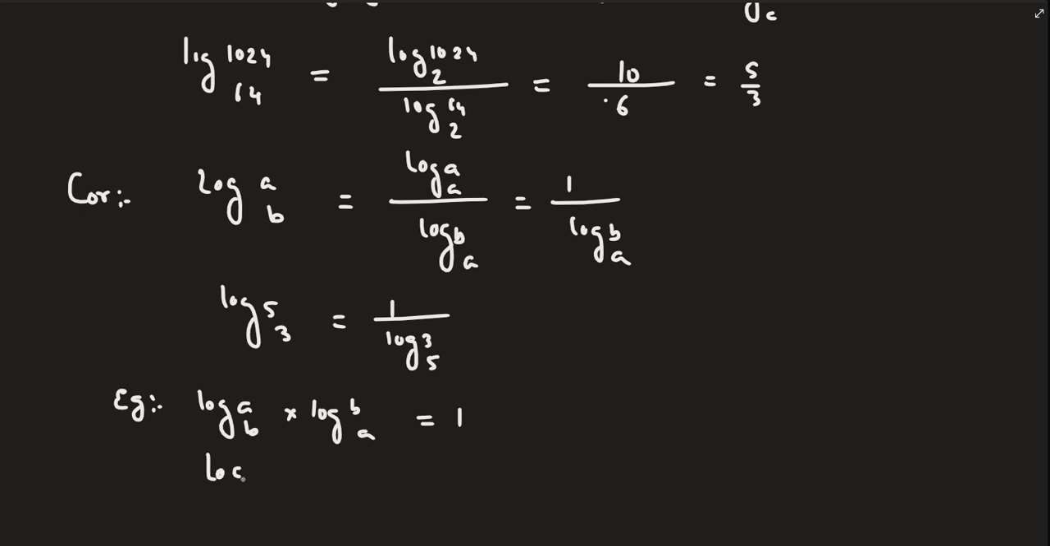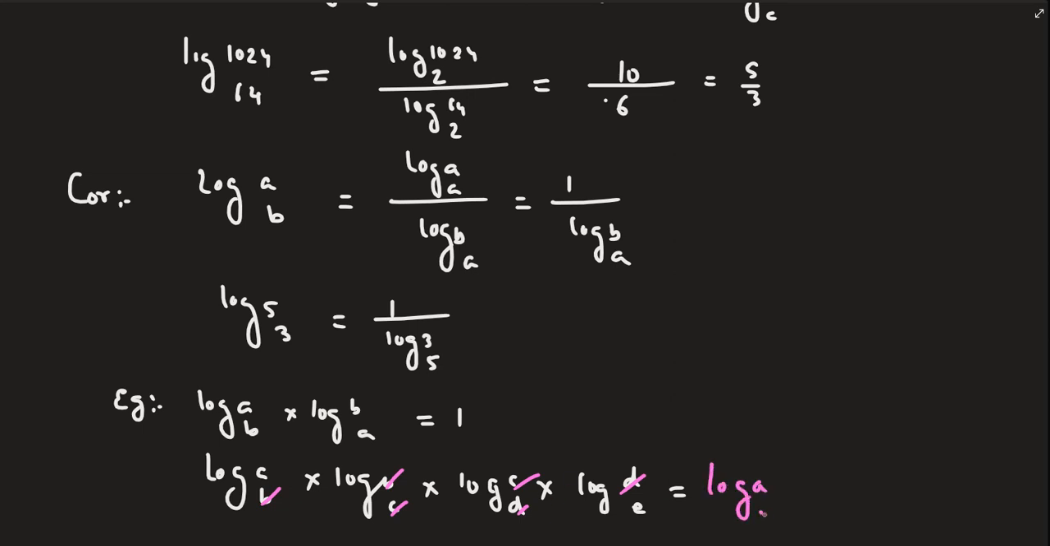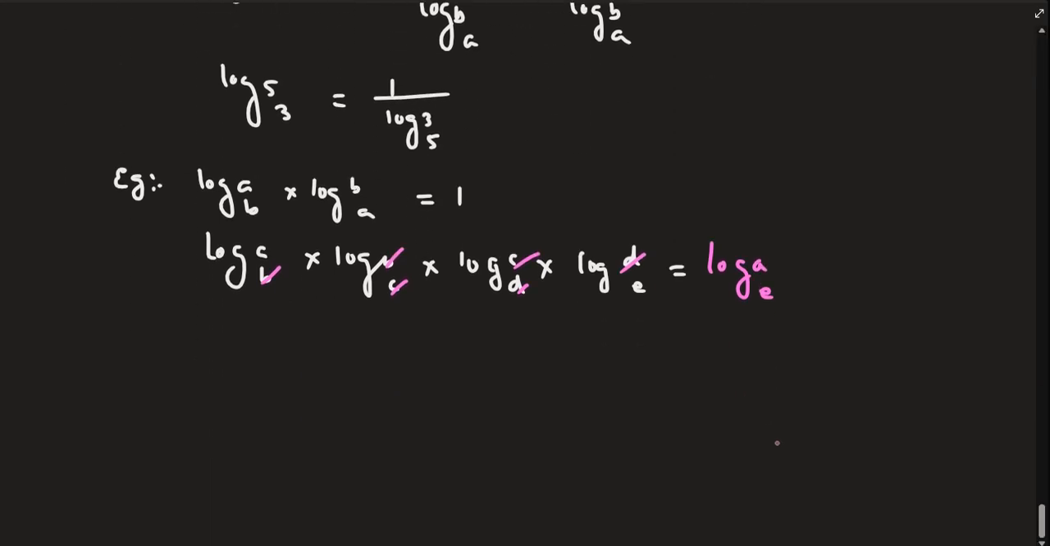If you want to extend this, you can write log a base b, then log b base c, then log c base d, and then log d base e, equal to what? Here you notice that b cancels, c cancels, d cancels. So remaining are a and e, log a base e. When cancelling, don't show it on paper, just cancel mentally. Is it okay?